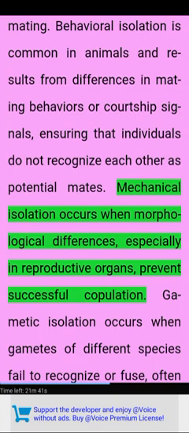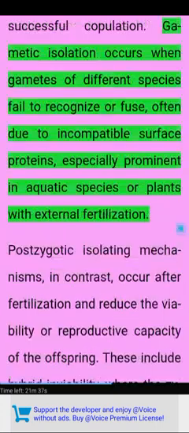Mechanical isolation occurs when morphological differences, especially in reproductive organs, prevent successful copulation. Gametic isolation occurs when gametes of different species fail to recognize or fuse, often due to incompatible surface proteins, especially prominent in aquatic species or plants with external fertilization.